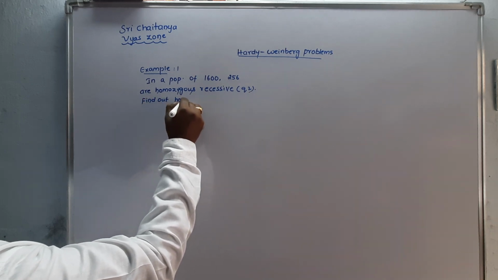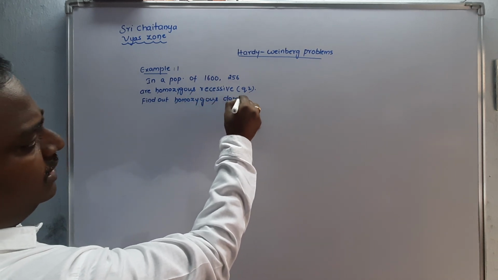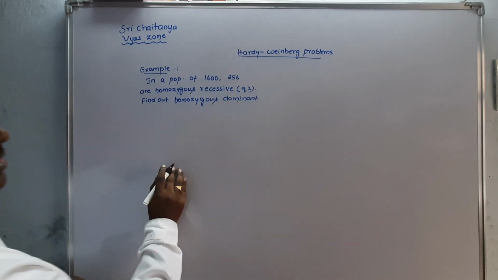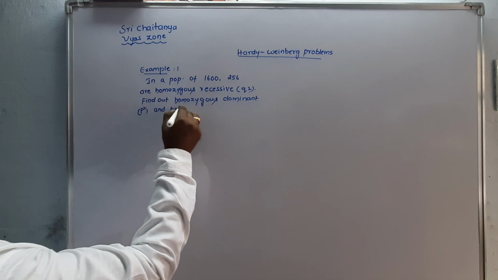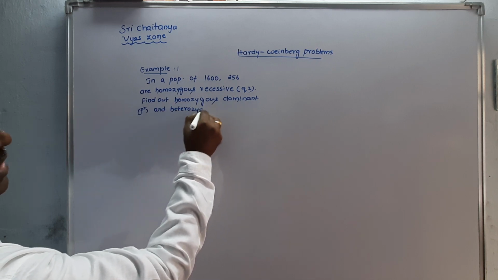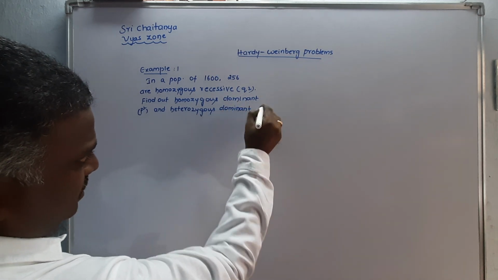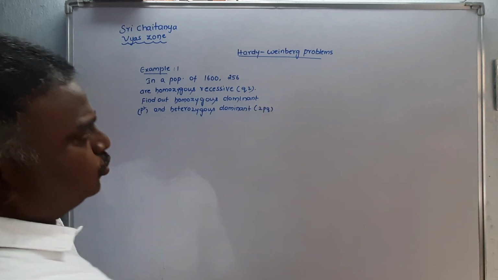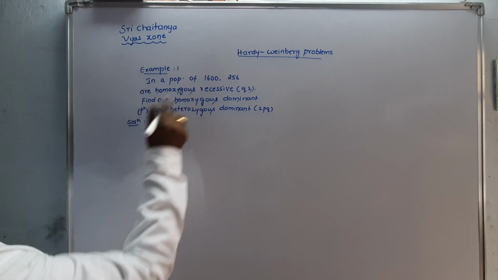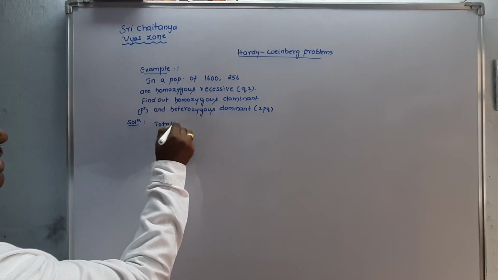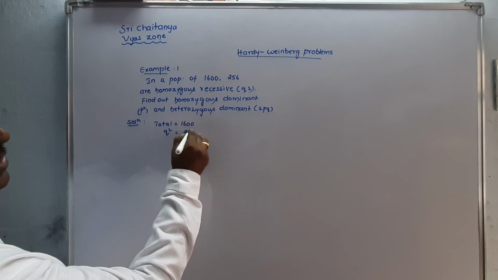Find out the homozygous dominants, which is nothing but p square, and also the heterozygous dominants, which is nothing but 2pq. Let us see the solution, how we have to do it. First, what they had given: total 1600, and among the total, q square is equal to 256.